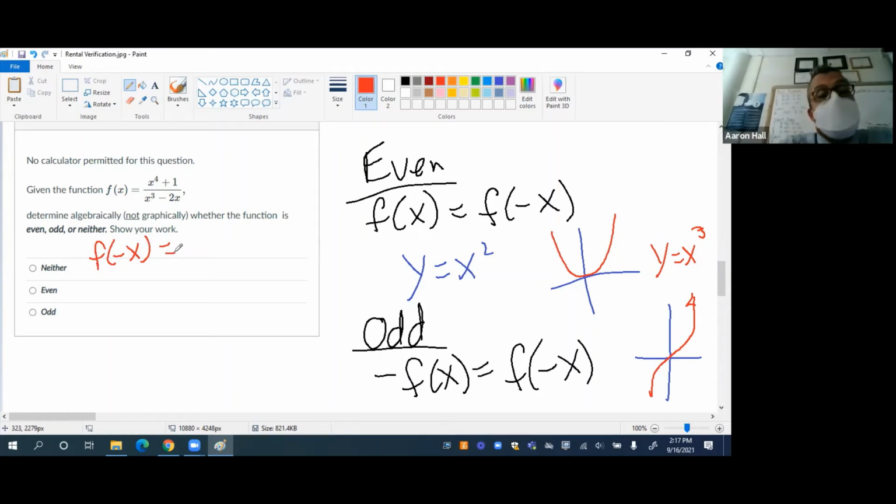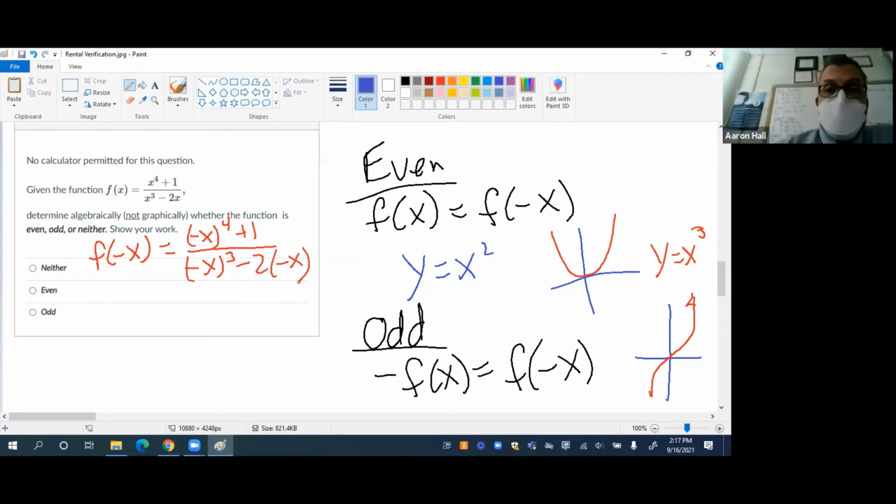Josh, what do you think? What does it mean if I have f of 2? What does that mean? Yeah, yep. So I have negative x to the power of 4 plus 1 over negative x cubed minus 2 times negative x. So I just replaced all of the x's with a negative x.